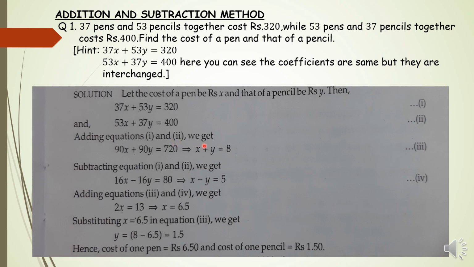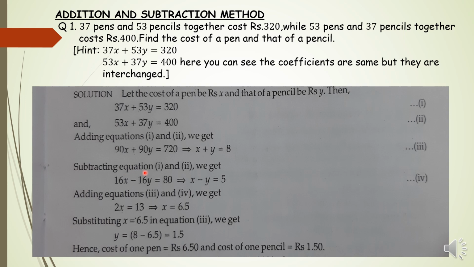We get 37 plus 53, which is 90. 53 plus 37, that is also 90. So 90x plus 90y is equal to 320 plus 400, which is 720. That gives x plus y is equal to 8. We can divide fully by 90, so we will get the equation as x plus y is equal to 8.